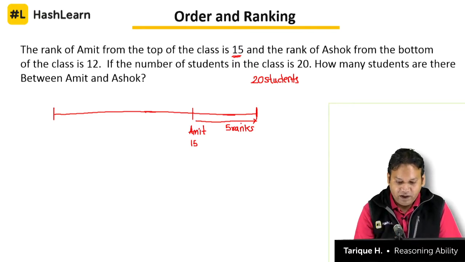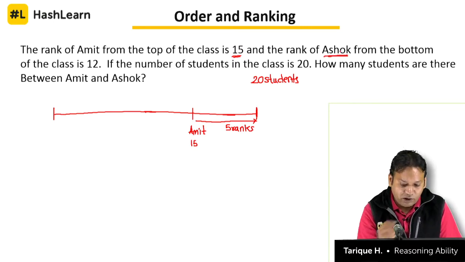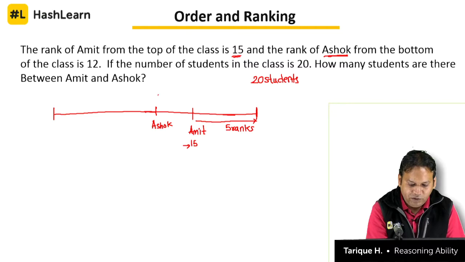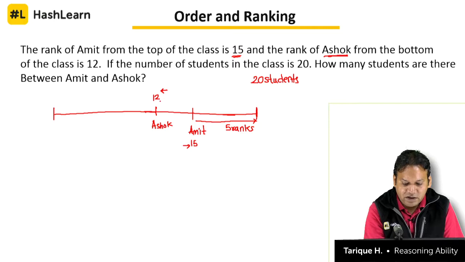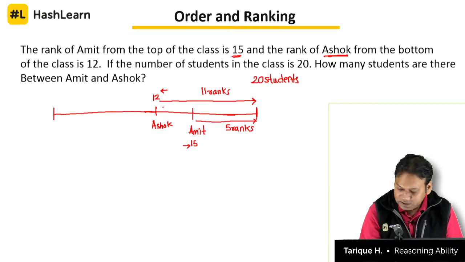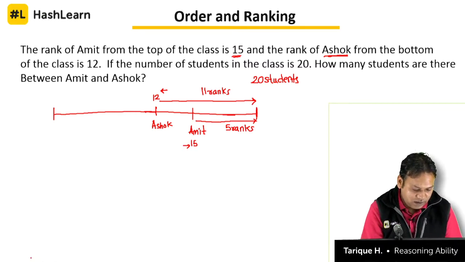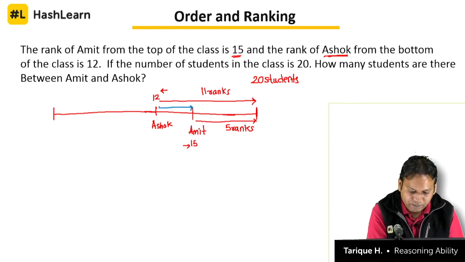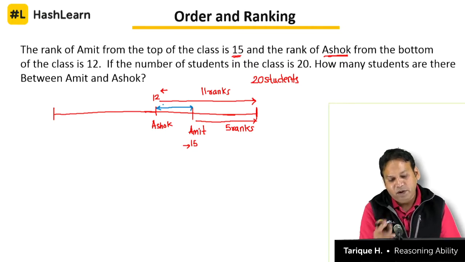is 5. Now we know that Ashok's rank from the bottom is 12. This is Ashok, this is rank from top, and we know this rank from the bottom, that is 12. What does it mean? It means that there are 11 students, 11 ranks below him. So, if you want to find out how many persons are between them, how many persons are there between Ashok and Amit?